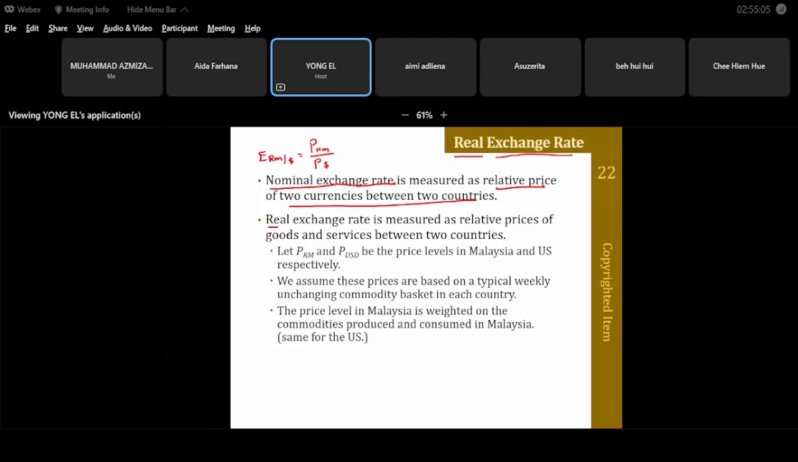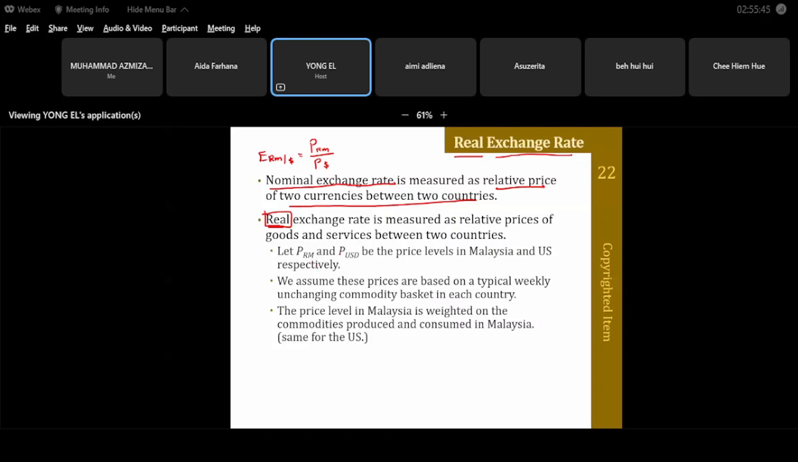But the real exchange rate is different. The real exchange rate depends on the number of goods and services that we can buy using the money that we have. That is called real, because money is money. Money is based on money value, but real means the number of goods and services that we can buy with the money. That is real, because goods and services are something real. Money is paper, it is money value. It's not something real like goods and services.